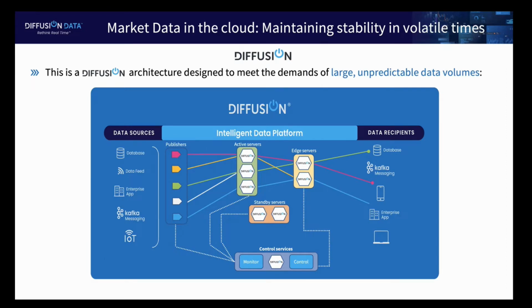Now, this takes us to a diagram which illustrates the solution that we at DiffusionData have built. So we will show how the intelligence capabilities inside Diffusion help us to easily solve the challenges that market data in the cloud presents. We will also provide a quick demo of how Diffusion can help solve these challenges.